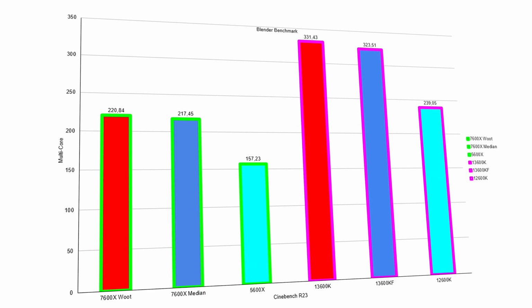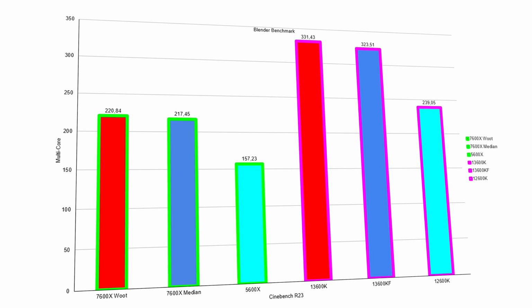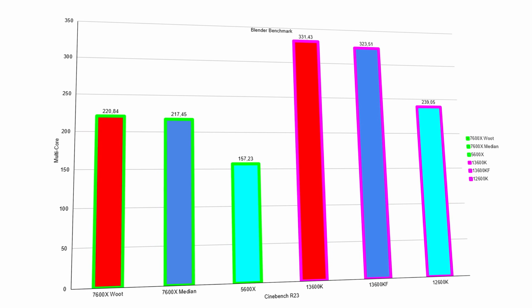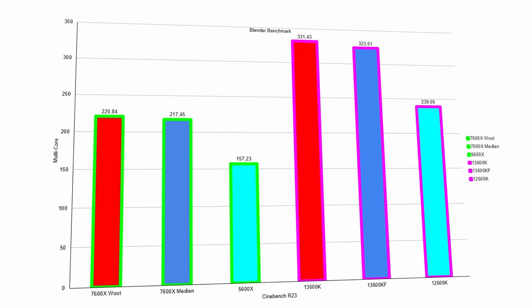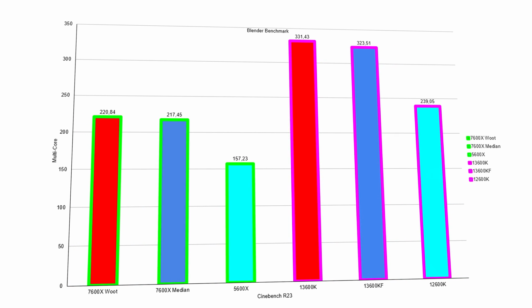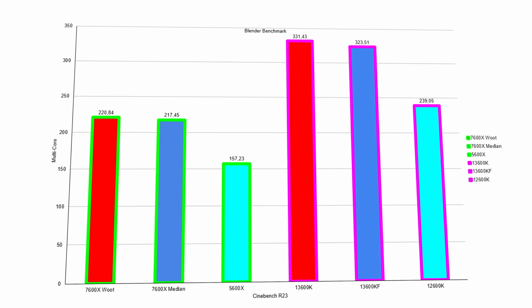Starting off on the far left, we got a 220.84, which is higher than the median average of 217.45. Now we can see on the 5600X of 157.23, which kind of advocates a result that we saw on the multi-core performance of Cinebench. So definitely a lot stronger performance coming out of multi-core.